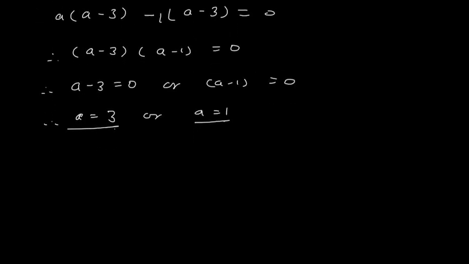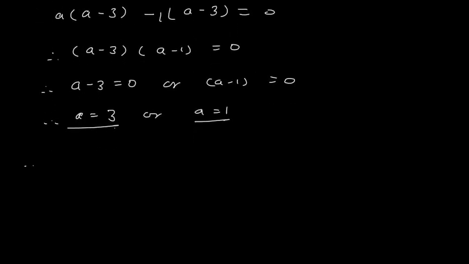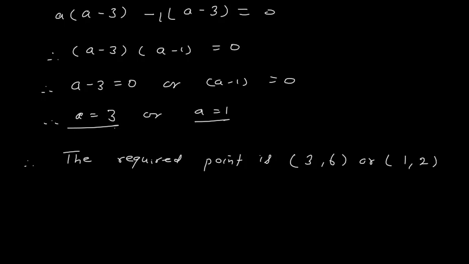So my answer is a is 3 or a is 1. Therefore the required point is (3, 6) or (1, 2). This is the required point. Okay.